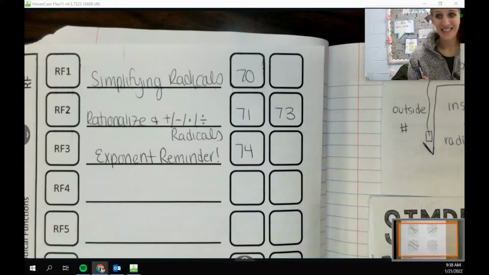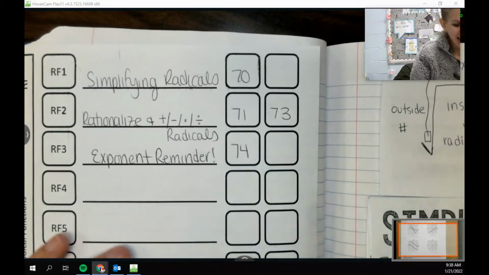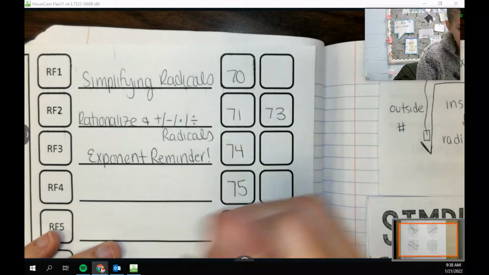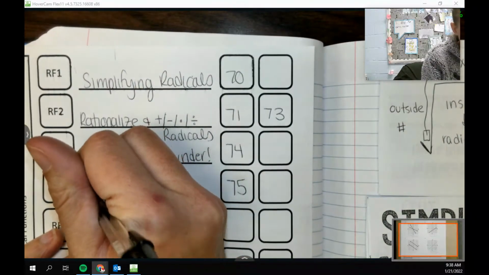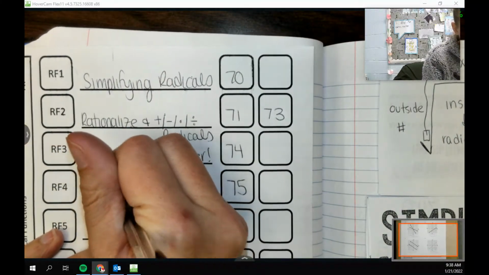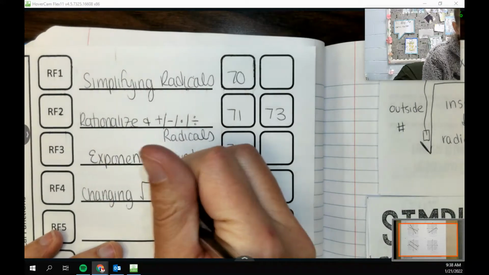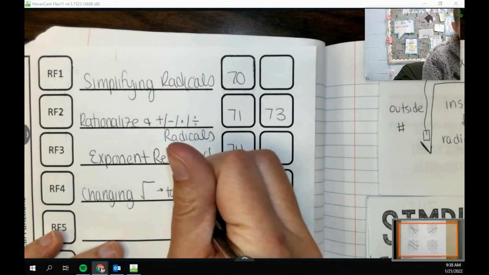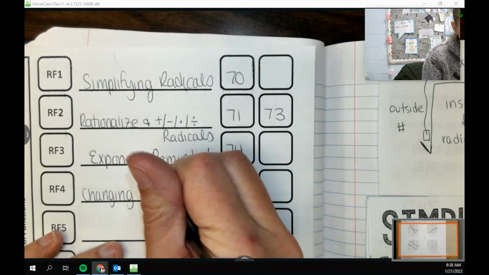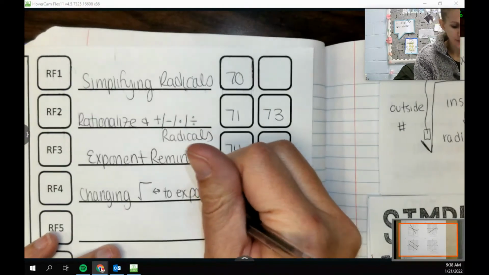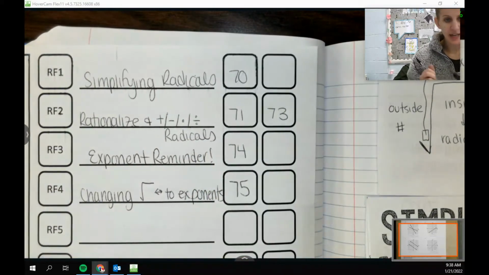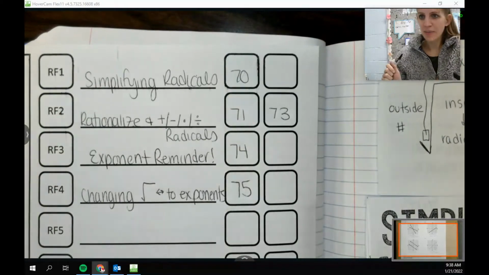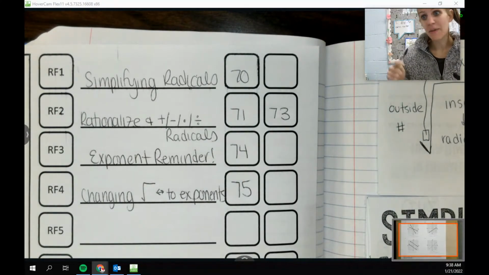Right, guys, we get to the fun stuff today. All right, so we are going to add to our notebook today changing roots to exponents and vice versa. This is where it gets good. And all these little hints that I've been dropping along the way, where it's like, well, we can't do this yet. We can't do this yet. Now we can do it.